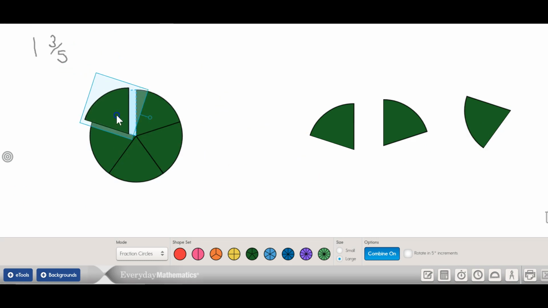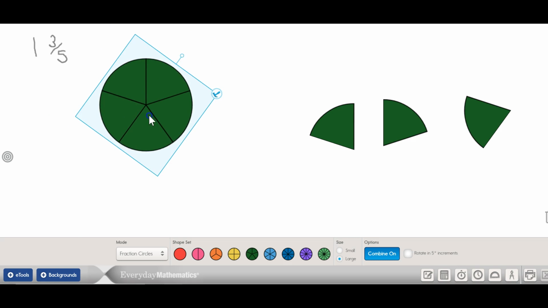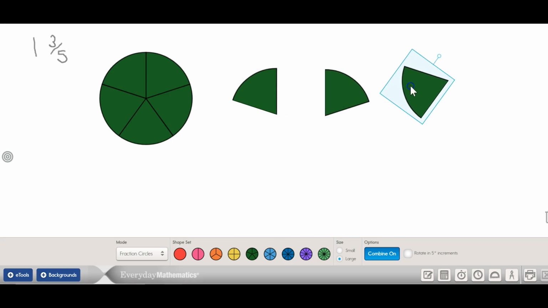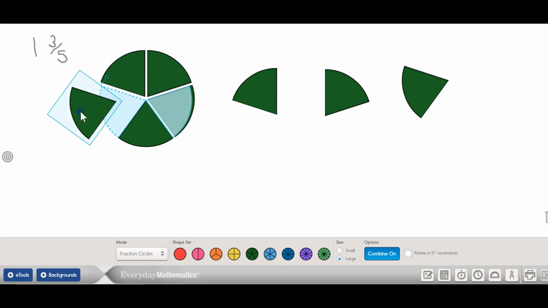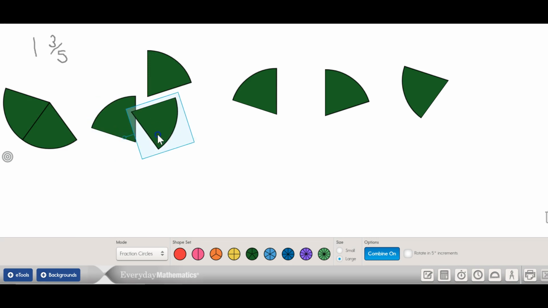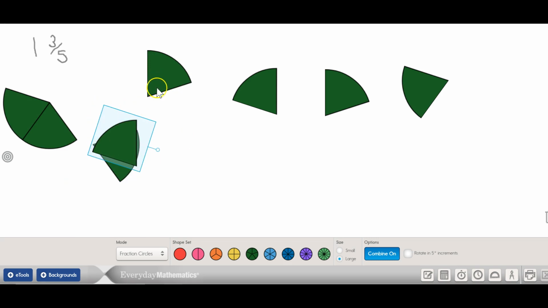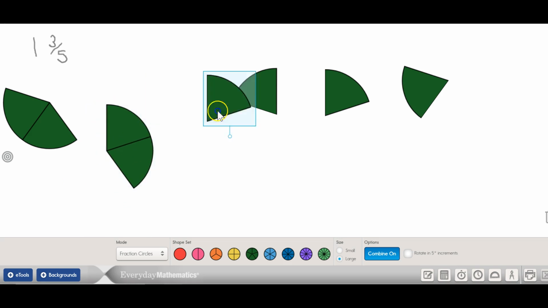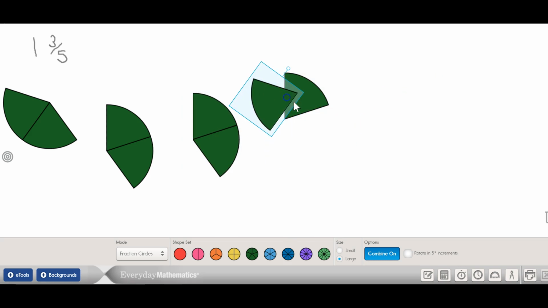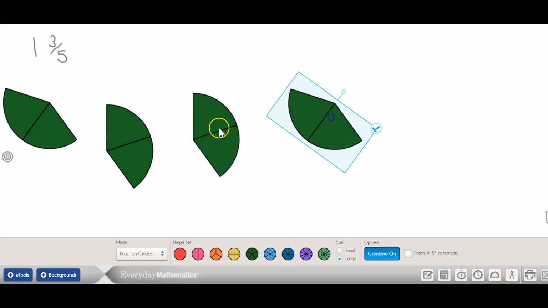Let's put our fraction circle pieces back together again. This is my 1 and 3/5. Let's see how else I can decompose into the sum of its smaller pieces. I'm going to break these apart again. This time, let's say 2/5 plus 2/5 plus 2/5 plus 2/5.